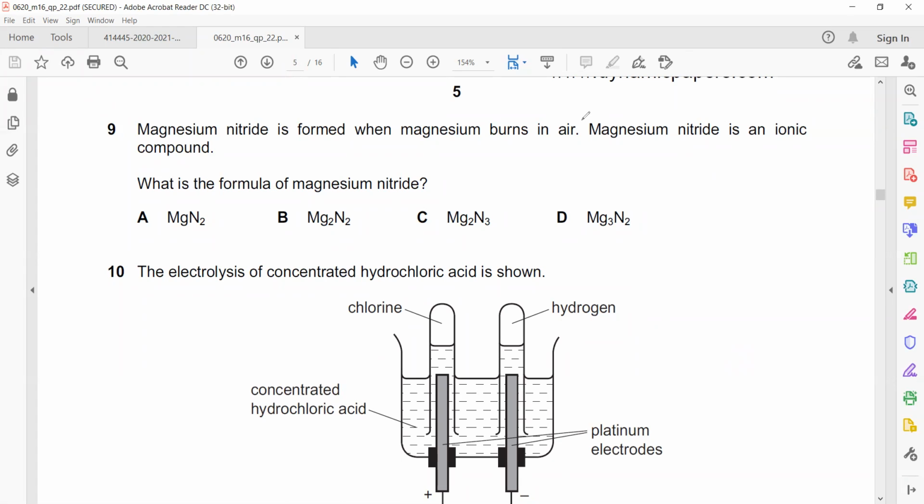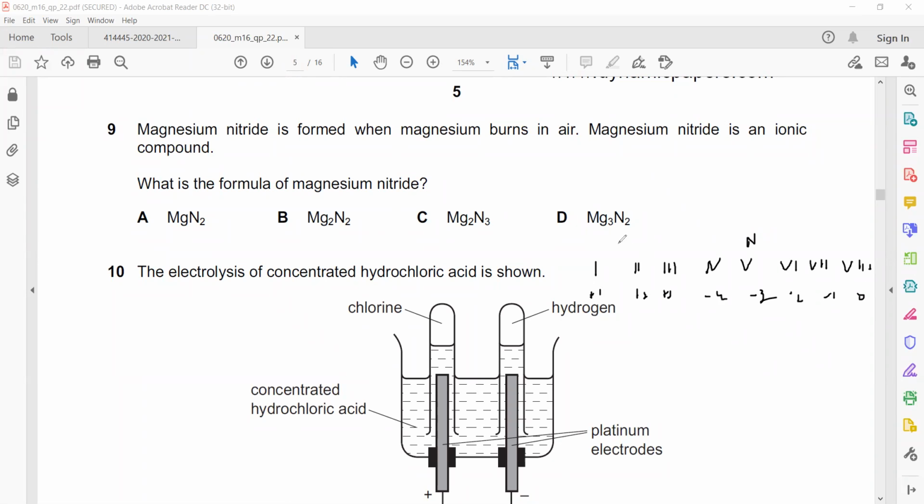Keep in mind the concept of valency: group 1, 2, 3, 4, 5, 6, 7, and 8. Group 1 is plus 1, plus 2, plus 3, then minus 4, minus 3, minus 2, minus 1, and 0.